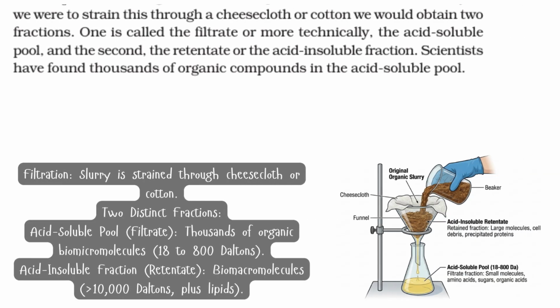Once we have the thick slurry, we strain it through cheesecloth or cotton. This yields two distinct fractions. First, the filtrate, or the acid-soluble pool, which contains thousands of small organic compounds with molecular weights between 18 and 800 daltons. Second, the retentate, or the acid-insoluble fraction, which contains large biomacromolecules. Note this structural separation. The filtrate contains the soluble micromolecules, while the retentate retains the insoluble macromolecules.